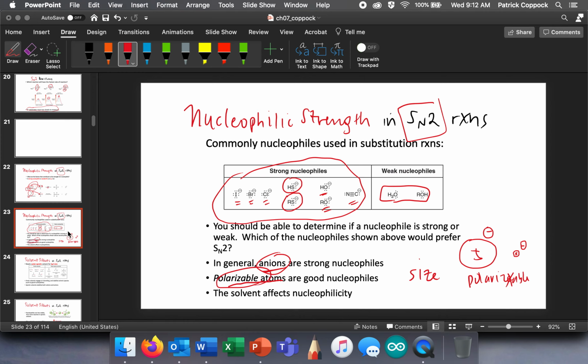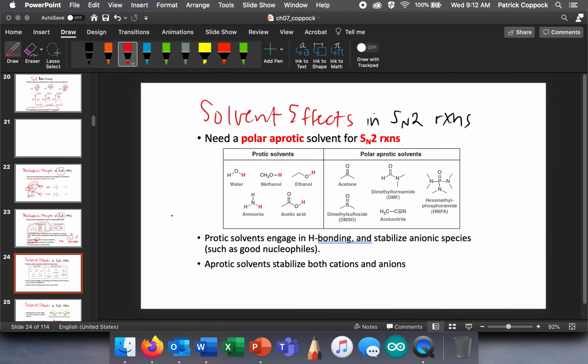Now let's talk about how solvent affects nucleophilicity. So we have protic solvents and polar aprotic solvents. A protic solvent is something that has got an ionizable hydrogen on it, right? Look at all those hydrogens that are bonded to an electronegative element. Protic, you know what that means? They're capable of hydrogen bonding. That's really what protic means.